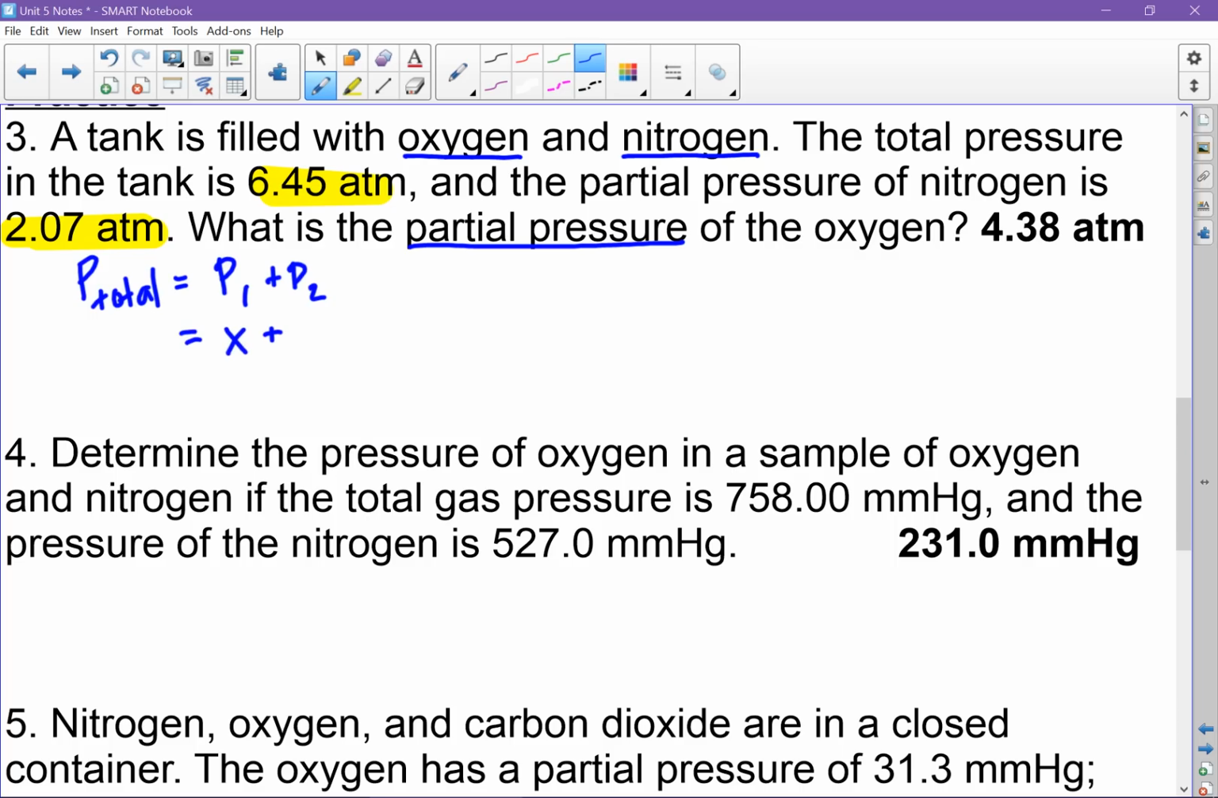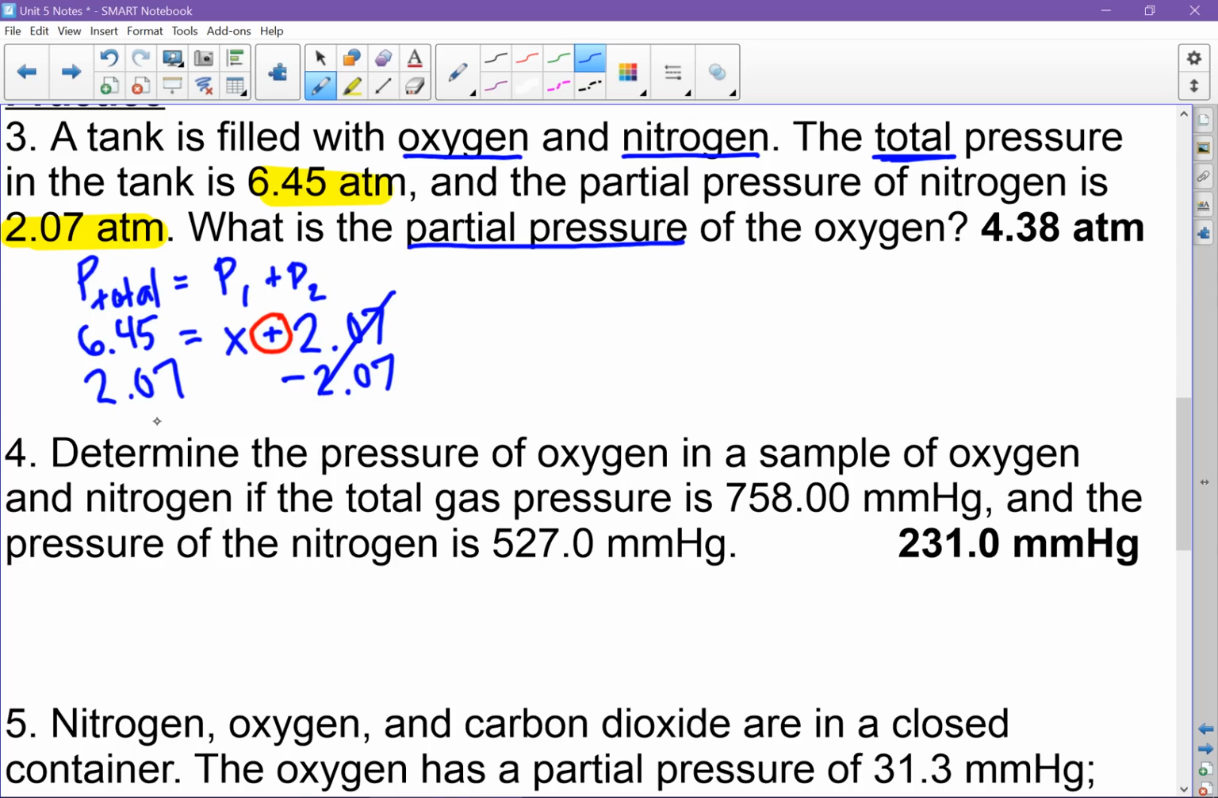Okay? So it tells me the total pressure, I see that word there, is 6.45. So that goes over here. That means my other partial pressure is 2.07. A very common mistake is to forget to put the plus sign in there. Make sure that you write that, because now you're going to use algebra to solve. You're going to minus 2.07 from each side. If you forget to write the plus sign, you might forget to minus, so make sure that you put that plus sign in. Okay? This cancels.